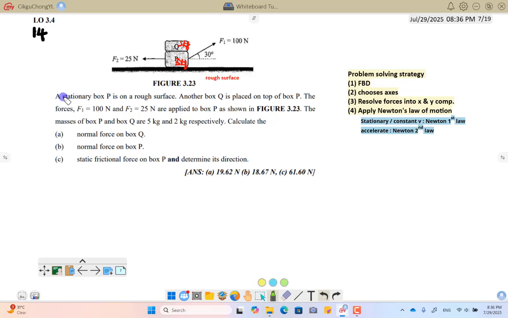So if I refer to the keywords, box P is stationary, which means that I'm going to apply Newton's first law, whereby the total force will equal 0. So we solve the question one by one. In order to find the normal force on box Q, we are going to start with the FBD for object Q.